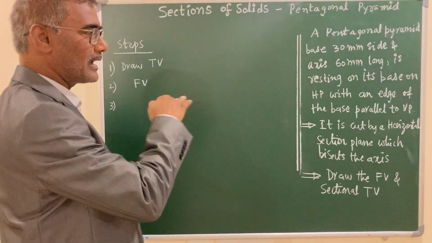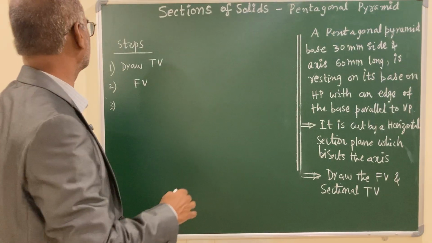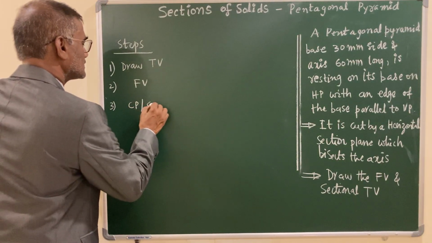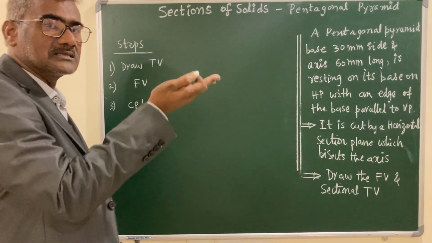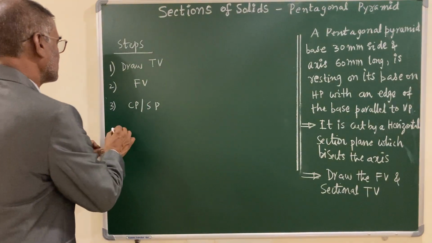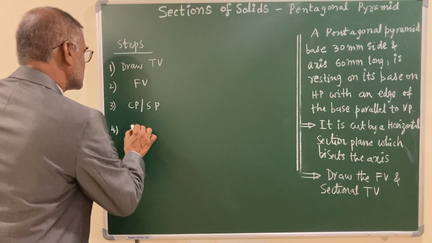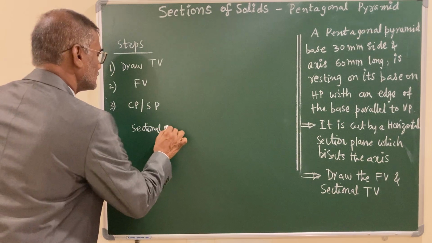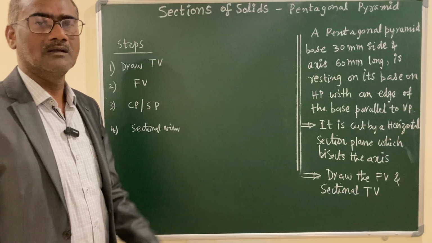How is the cutting plane? It is said to be parallel to the horizontal section plane, which means parallel to HP, the horizontal plane. So for the cutting plane or section plane, you are going to draw a line parallel to the base, parallel to the XY reference line, that is in the front view. So that is about the cutting plane. And lastly, the sectional top view, that is the sectional view. So these are the steps you have to follow to complete this particular problem.